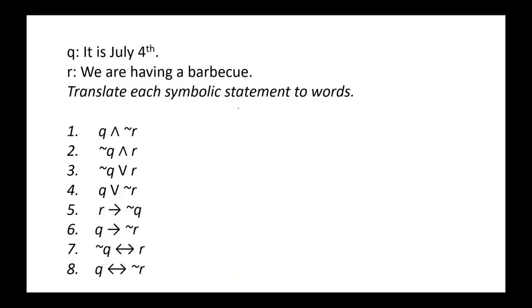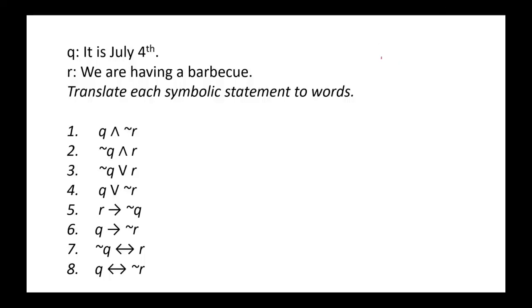Another practice, translate it into words. Now I'm not going to try to write all of this out. I mean, it would look atrocious as we went along. So we're just going to have to focus on these. Every time we see a Q, which they don't always start with Q, but they almost all start with Q. Q has to do with it being July the 4th. R is the barbecue. And then whenever I see this little tilde, I'm going to put that in there. But don't forget, I will write this up in the corner.